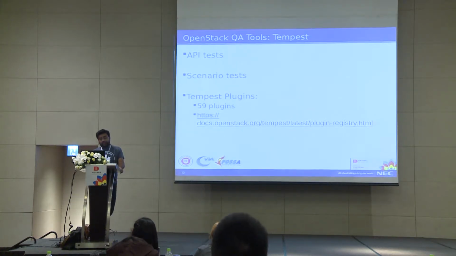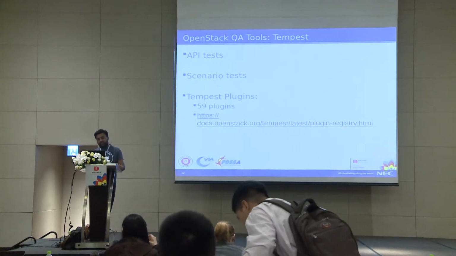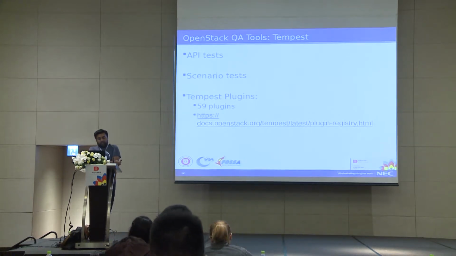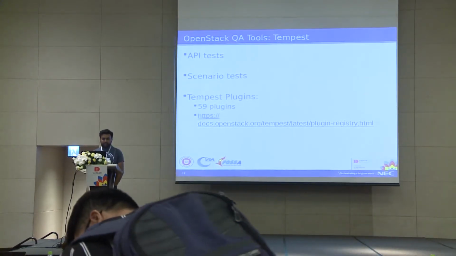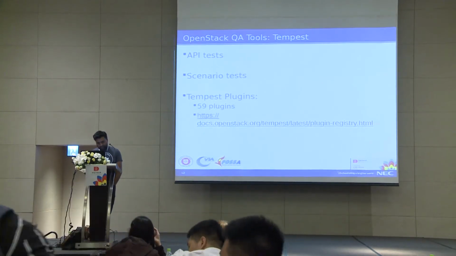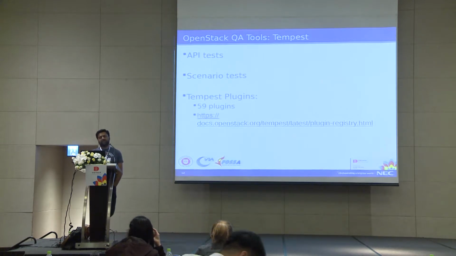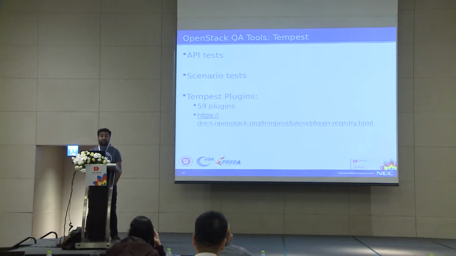And we have Tempest plugins. There are currently 59 plugins present. There's a plugin registry document we publish on the Tempest blog, so you can find out the total number of plugins. It's a dynamic, live document. We detect Tempest plugins using namespace, and whenever there is a new namespace or a new plugin, it will be updated on this site. So you can see the huge number of 59 plugins currently based on Tempest.